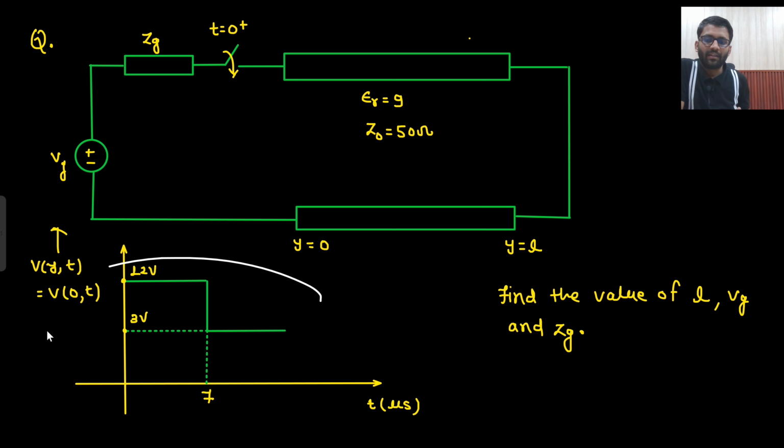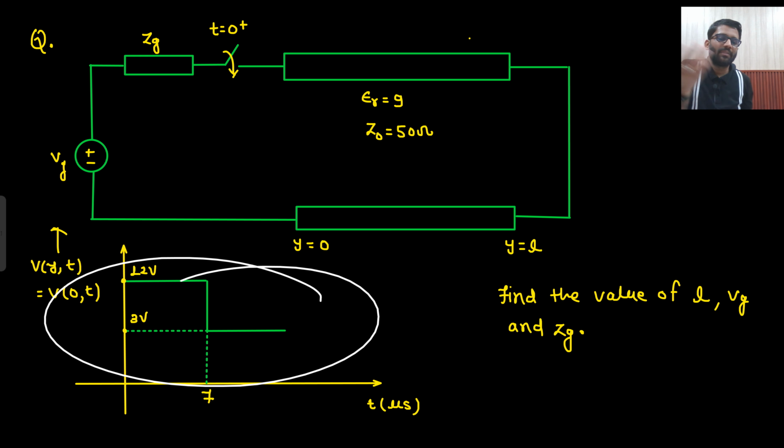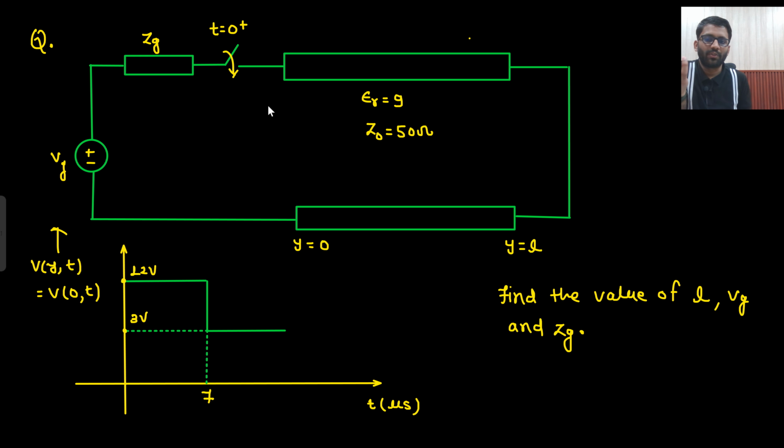And this is the waveform given at y equals 0. That means at the source, potentials are given. So what is this 12 volt? Just as you close the switch, what will be generated here? V0 plus. Now that V0 plus will be traveling. How much time will it take? It will take t time.